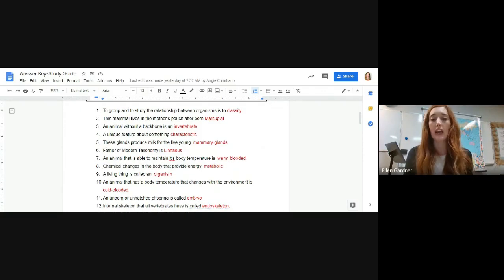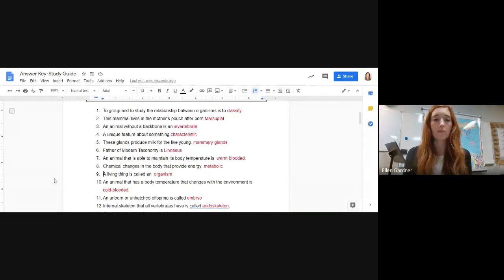An animal that is able to maintain its body temperature is a warm-blooded animal. Warm-blooded means that it keeps or maintains the same body temperature. Chemical changes in the body that provide energy are metabolic. So we learned about that with the birds and mammals specifically because they need to, as warm-blooded animals, have a high metabolic rate in order to keep their blood warm and have energy, like for birds, to be able to fly. A living thing is called an organism.